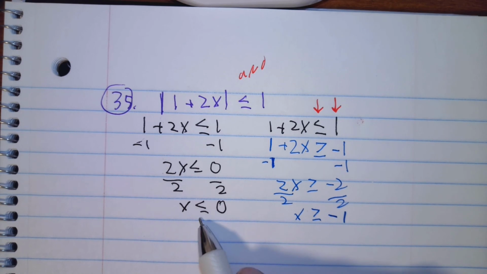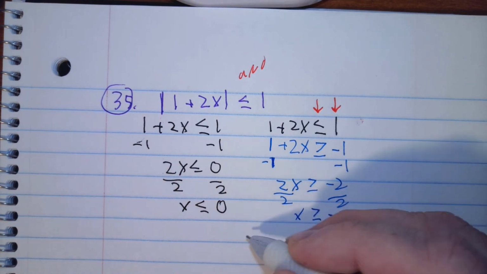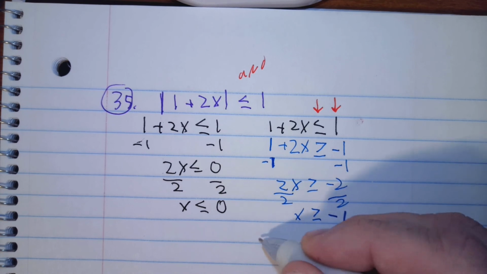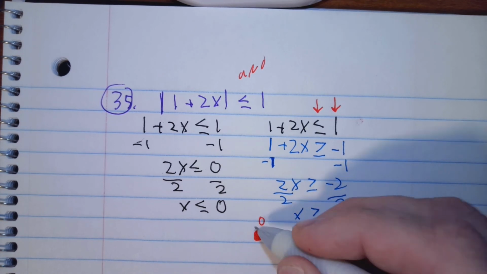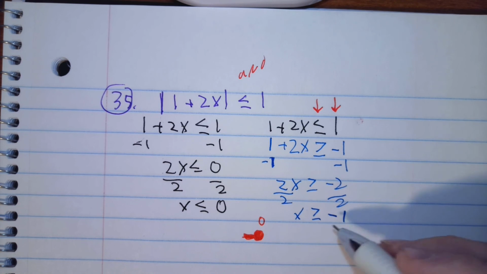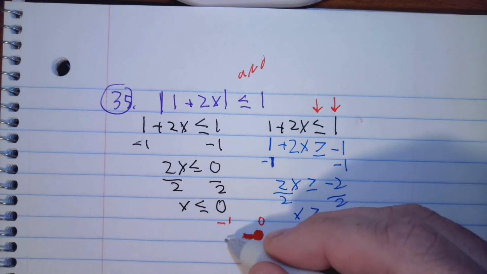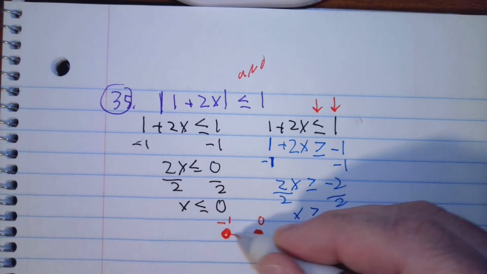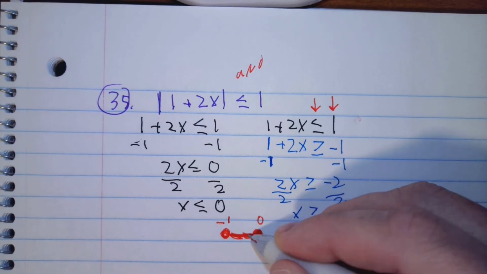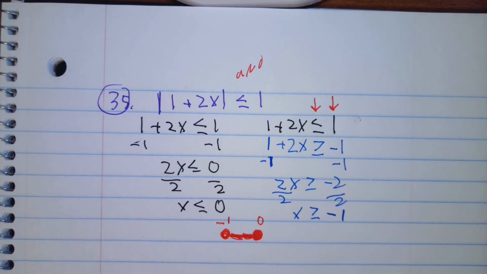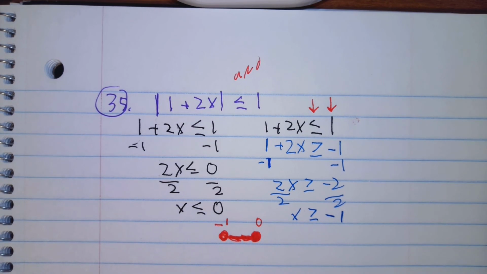Okay, so the first one is going to start on 0, and I'm going to fill it in, so that's 0. I'm going to color this direction. The second one is going to start on -1. And I'm going to color this direction. So that's basically what your graph would look like if you put it on a number line. It is an and. Okay, great. Let's try a harder one.